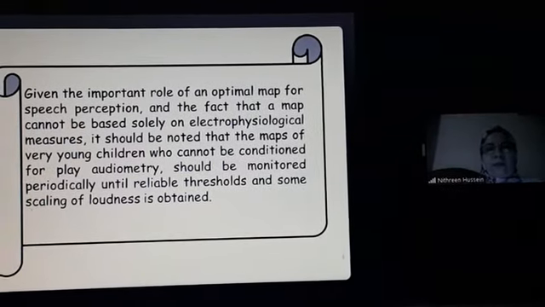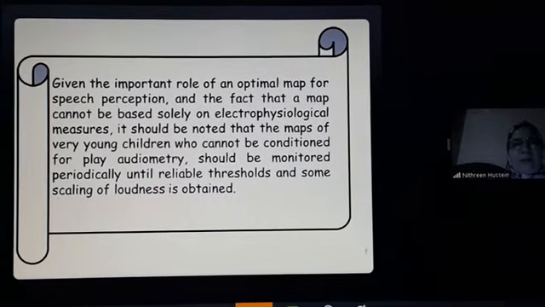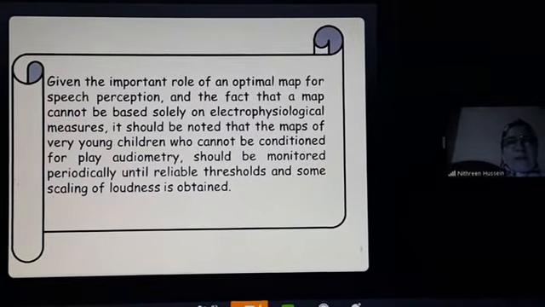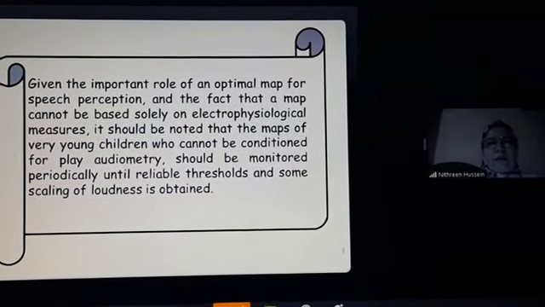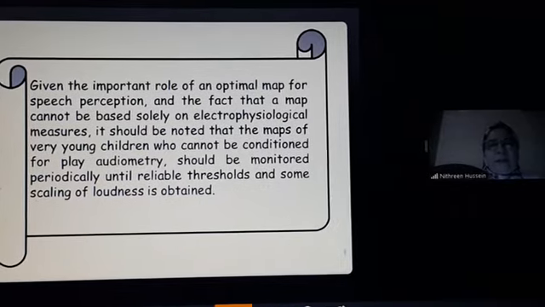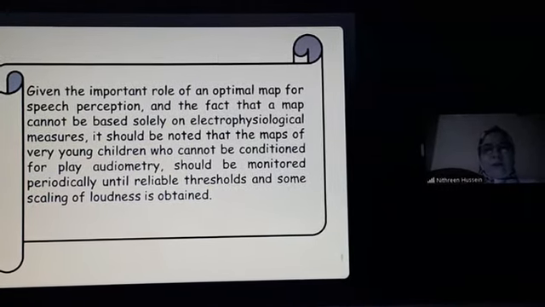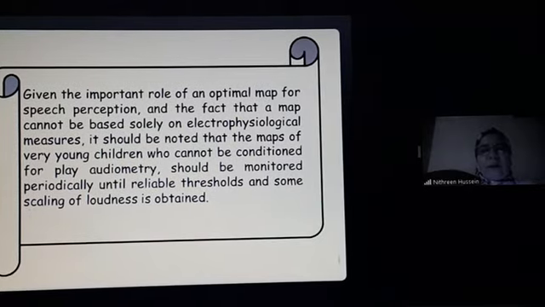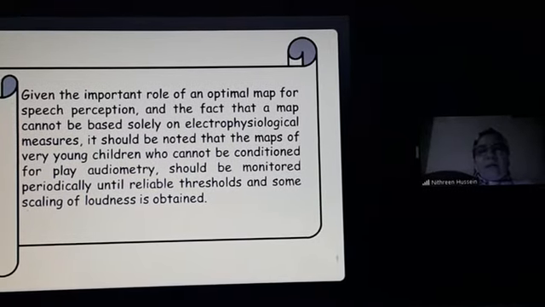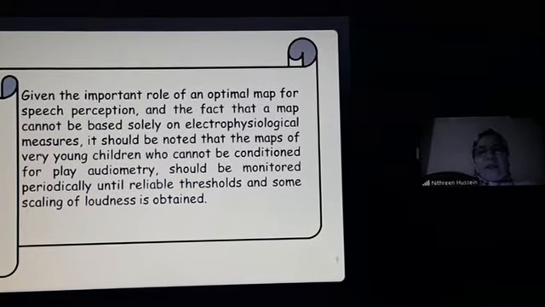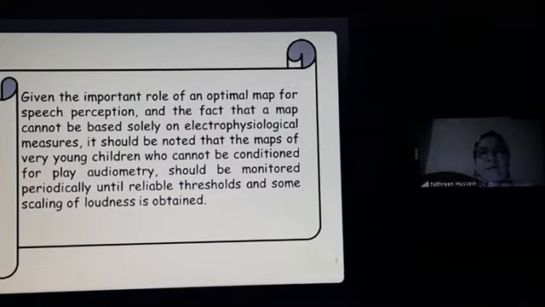So given the important role of an optimal map for speech perception and the fact that the map cannot be based only on electrophysiological measures, it should be noted that the maps of very young children who cannot be conditioned for play audiometry should be monitored periodically until reliable behavioral thresholds can be obtained from the child.